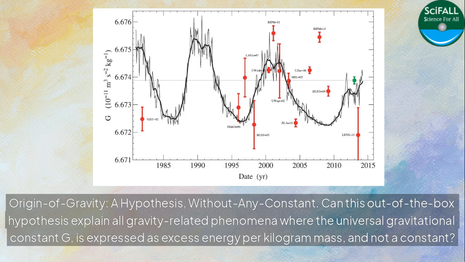Origin of gravity, a hypothesis without any constant. Can this out-of-the-box hypothesis explain all gravity-related phenomena where the universal gravitational constant, g, is expressed as excess energy per kilogram mass and not a constant?